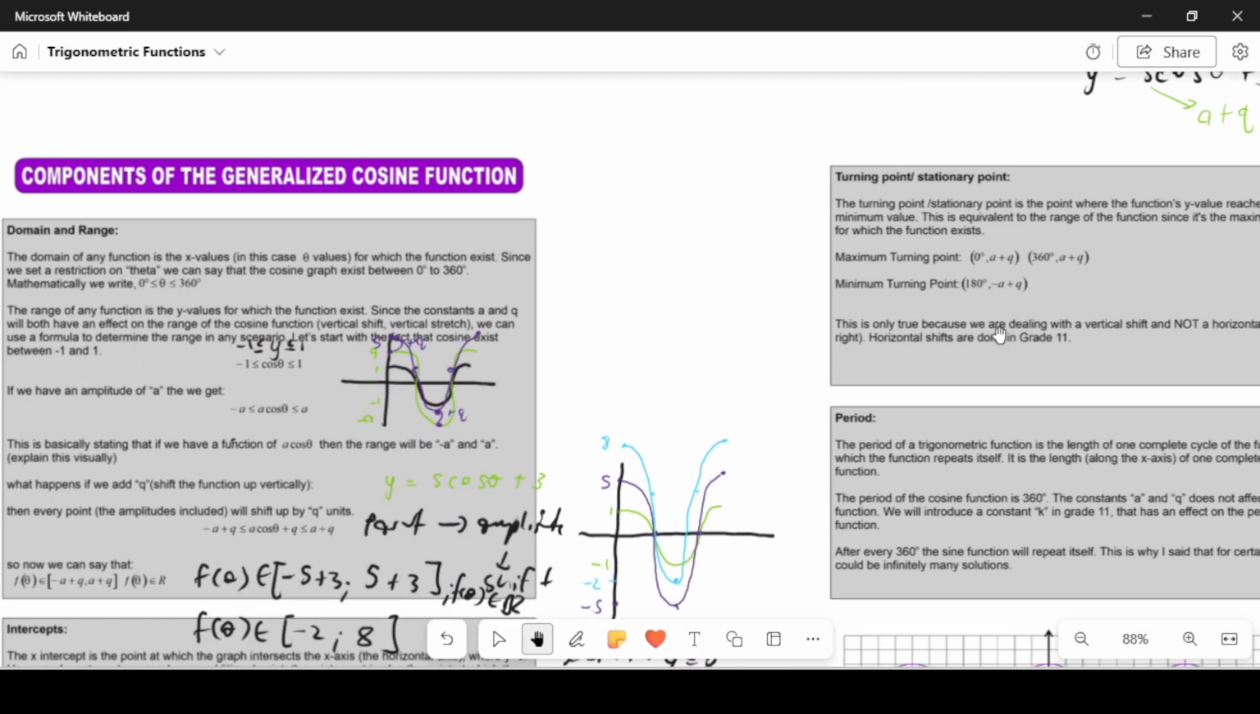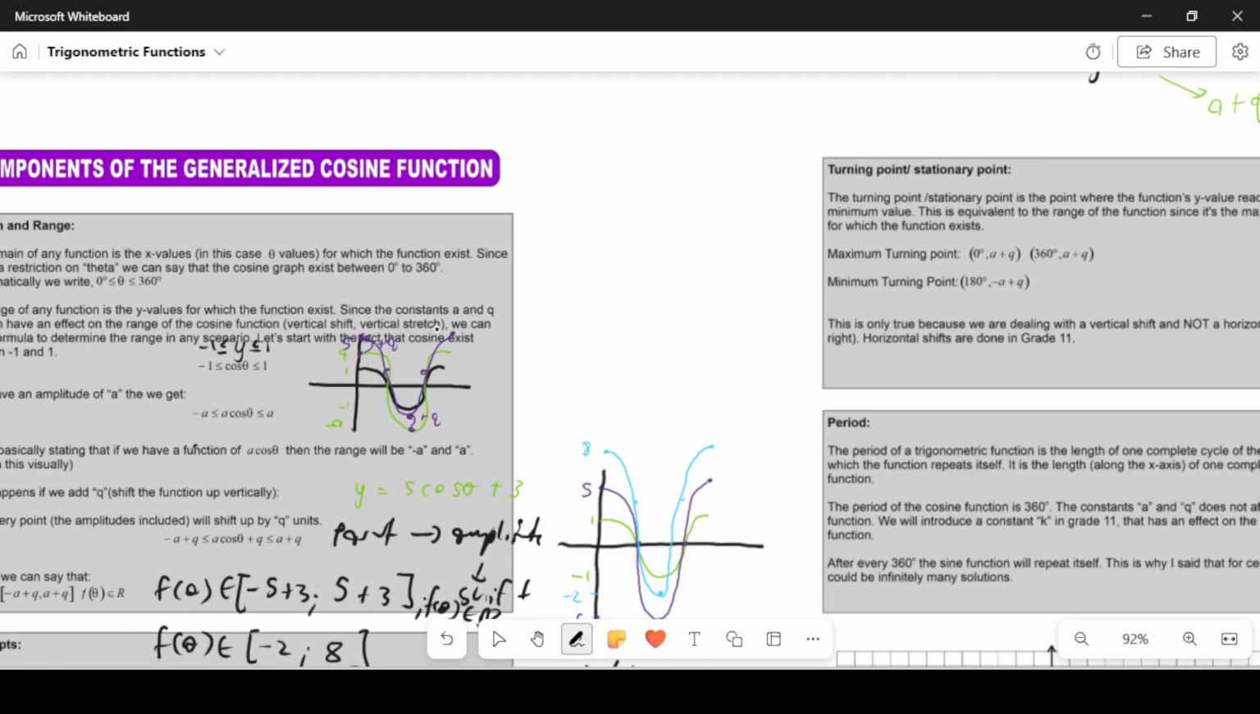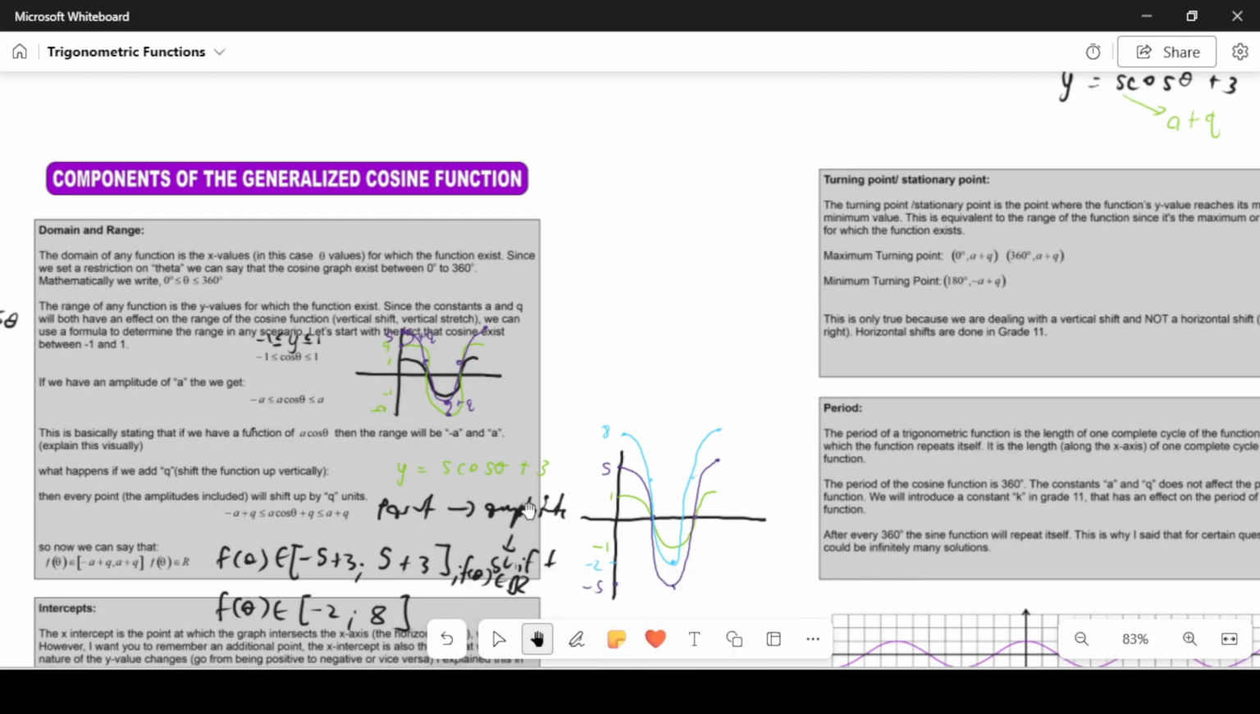But it shouldn't be surprising to you, because the range comes from where? From the turning points. It comes from the maximum and the minimum. So whatever you get here for the range, you should get the same for the turning point. Has to be the same. Okay, so that's everything that we need to know for the cosine function.